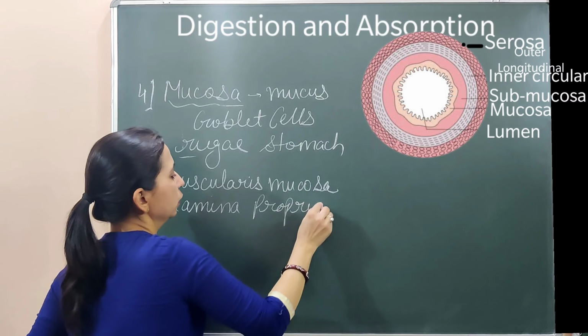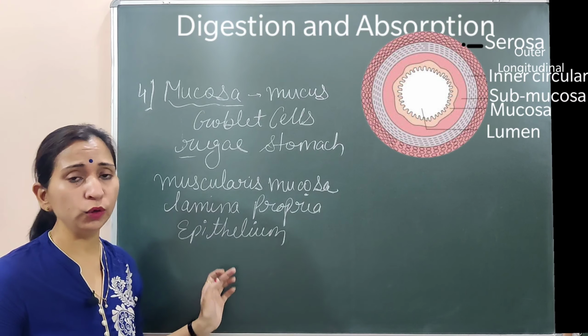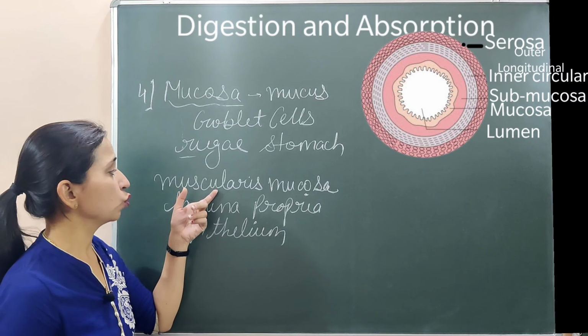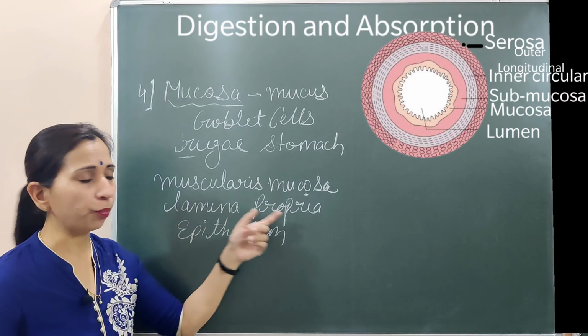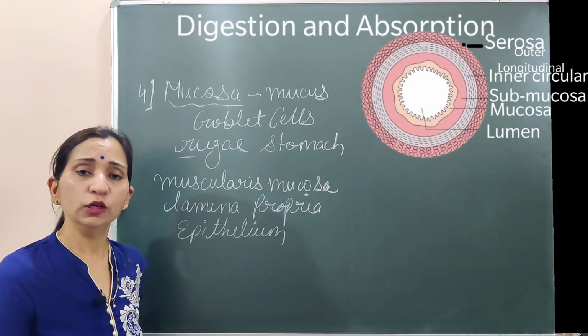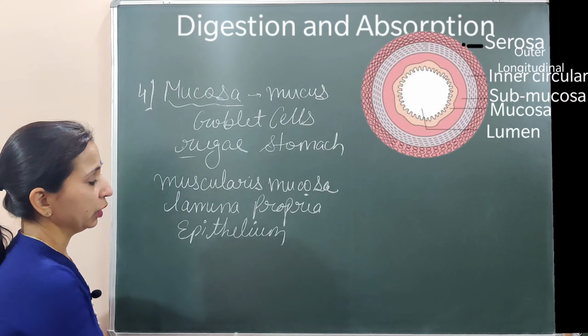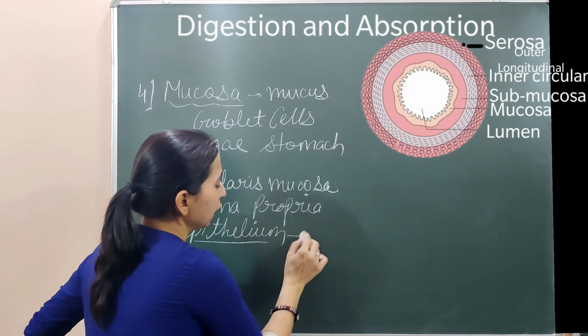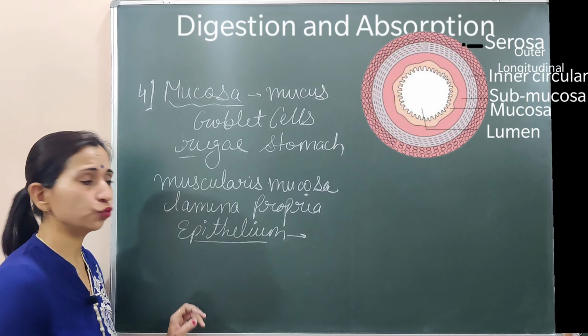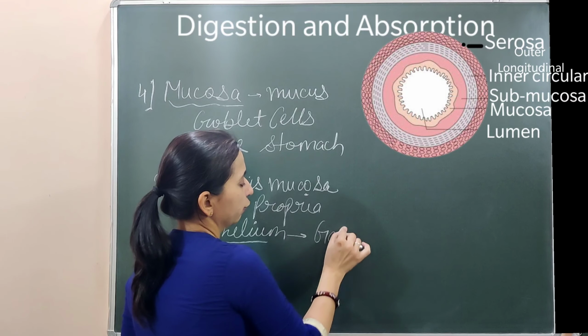So innermost, अगर हम इनमें बात करें, innermost कौन सी हो गई? Innermost layer हो गई epithelium. This mucosa layer is further divided into these three sub layers: muscularis mucosa, then lamina propria, and the third one is epithelium. So epithelium is the innermost layer, and this epithelial layer forms the gastric glands.